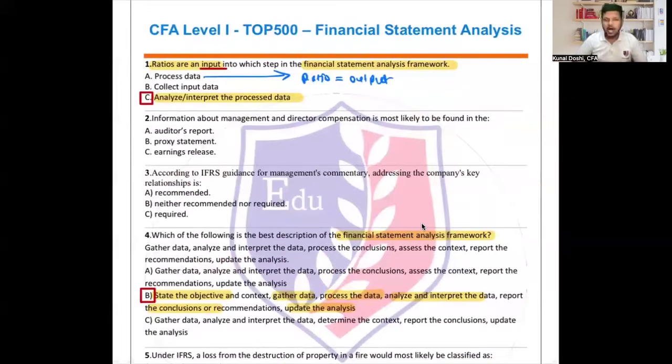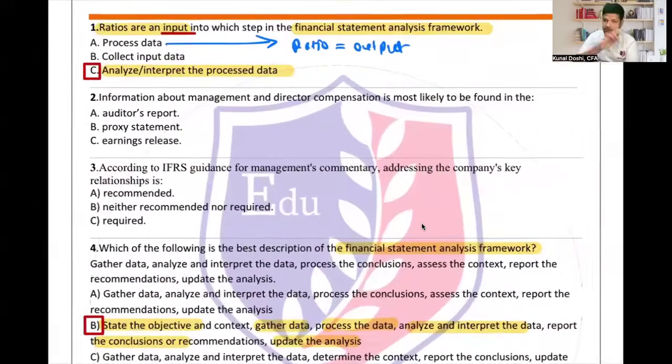Now let's go to question number 2. Let me see how accurate your information is. Everyone has to answer this. I should not have to say that again. Everyone has to proactively answer. Information about management and director compensation is most likely found in the audit report, proxy statement, or earnings release. Yes, check, check, check.